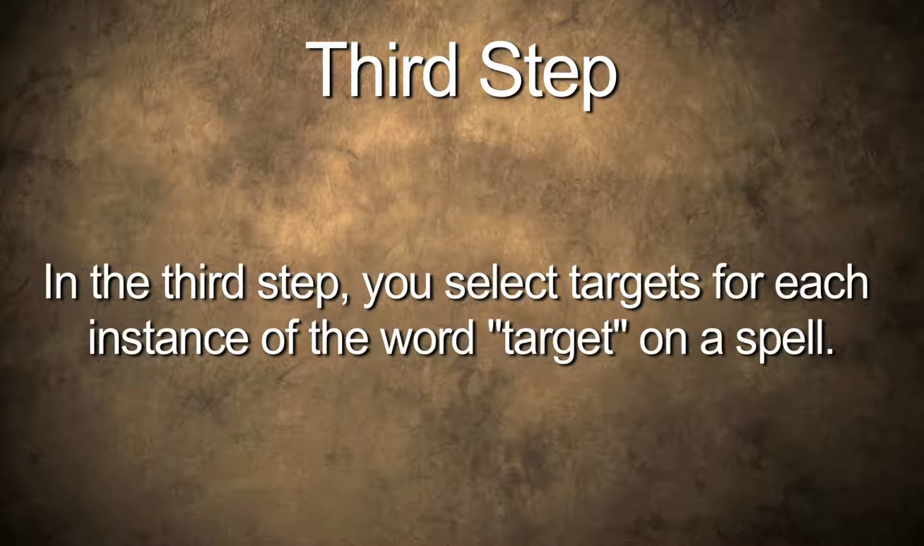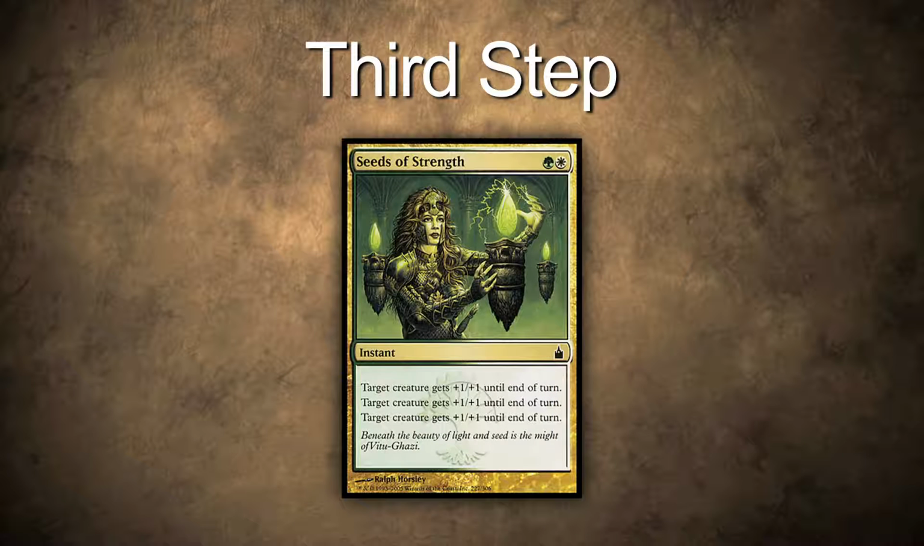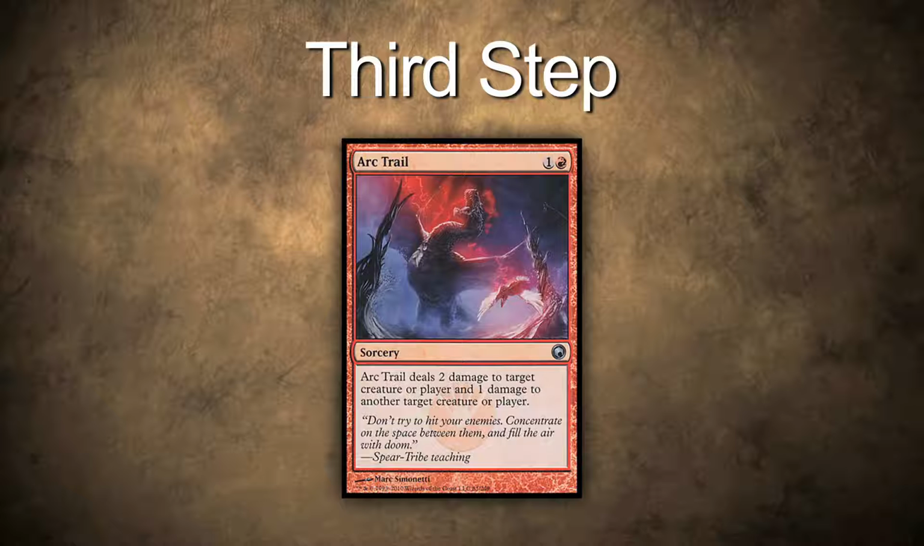Third, we select targets for each instance of the word target on a spell. If a spell has only one instance of the word target, but tells you to select multiple targets, such as in the case of Hex or Into the Core, you need to pick a different target, otherwise you can't cast the card. If a spell simply says the word target again and again, like in the case of Seeds of Strength, you may select the same thing for more than one instance of the word target. And if something says select a target and then select another target, like in the case of Arc Trail, the targets have to be different.